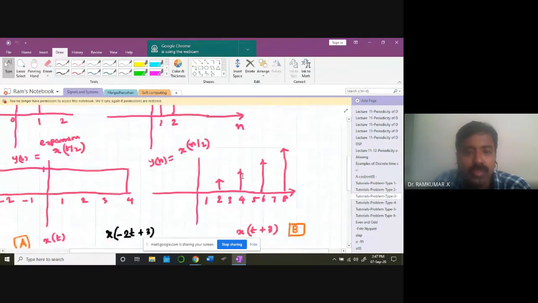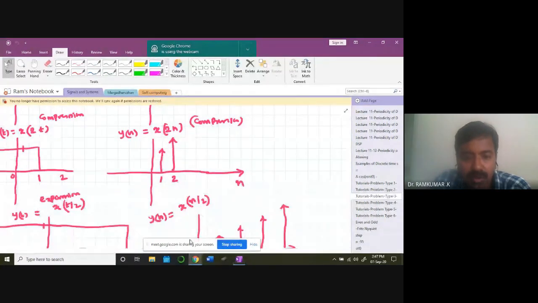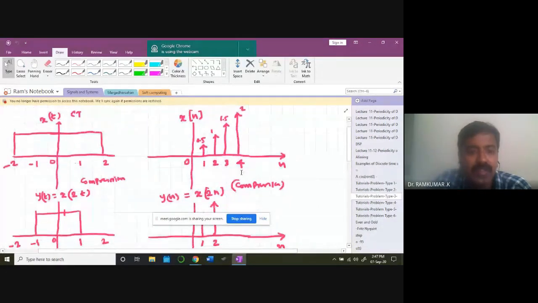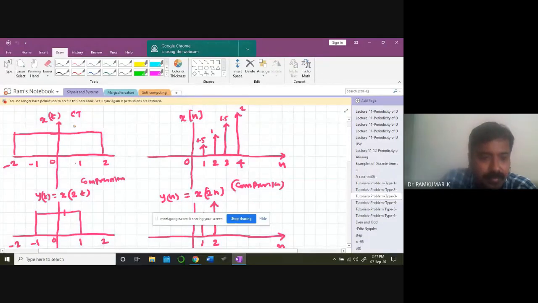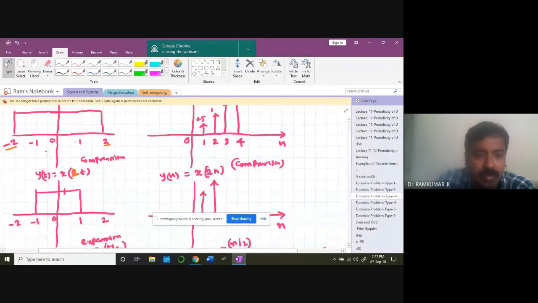Okay. We'll proceed to the third case. So here in this case, in fact, we are talking about something called scaling. Again, this is another kind of problem. Here we have a waveform x of t like this, existing between -2 and +2. When I do x of 2t, I'm compressing it. So t equal to -2 becomes -1, 0 becomes 0, 1 becomes 0.5, and 2 becomes 1. That's the compression I'm talking about.